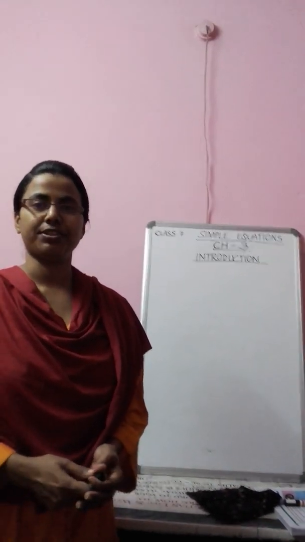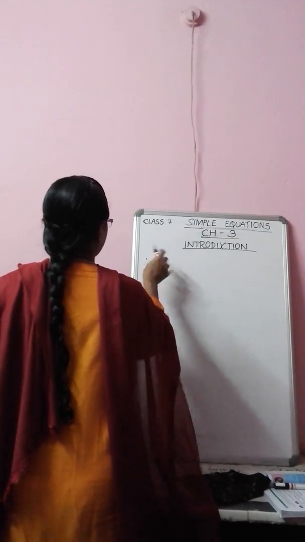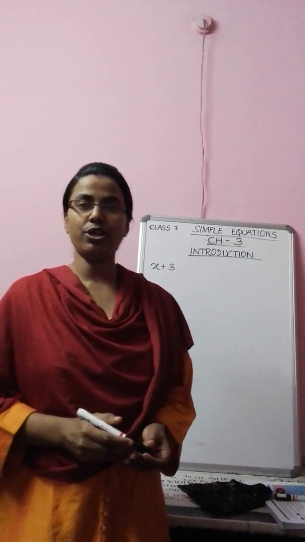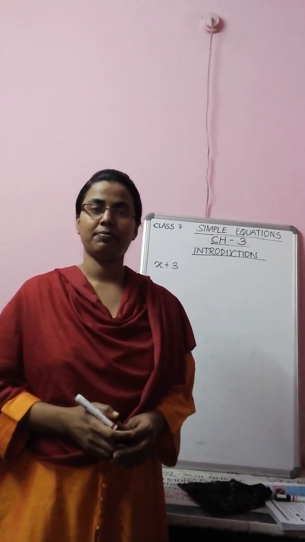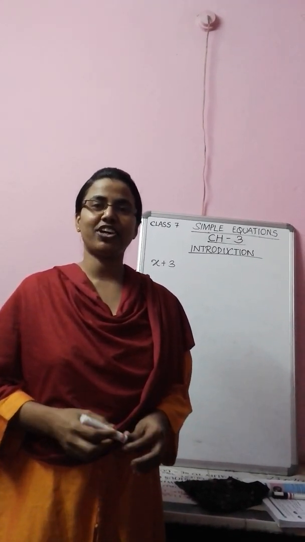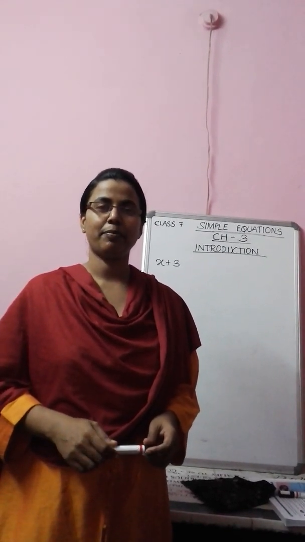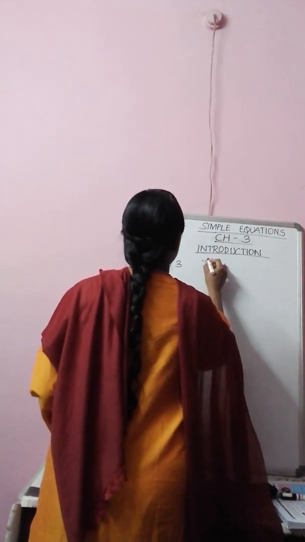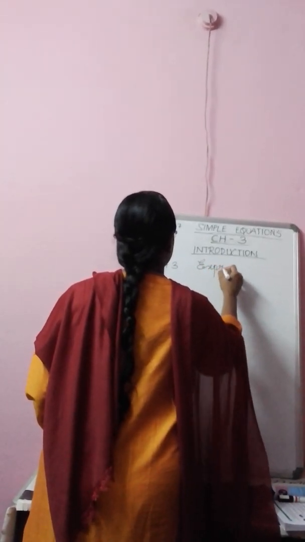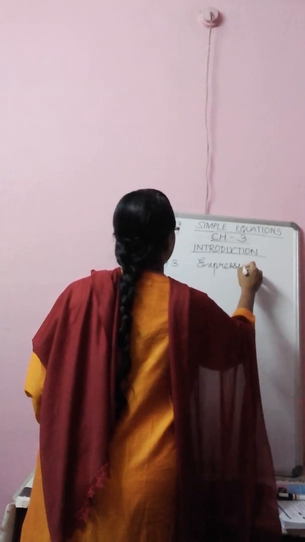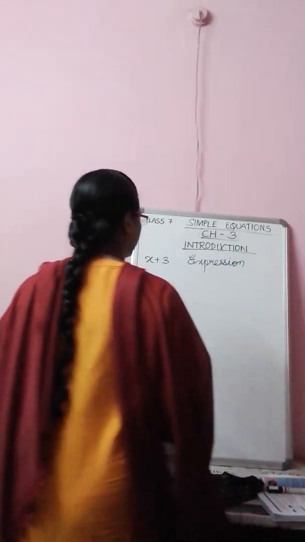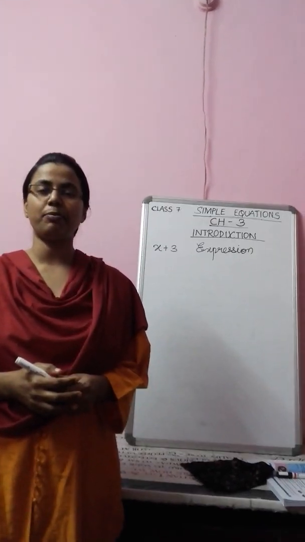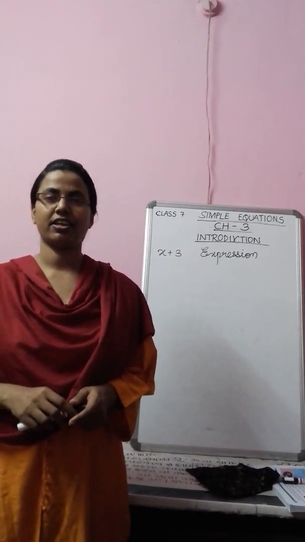Let me ask you a question. x plus 3. What do you call this? Some of you are telling it's an equation, but that's not correct. It is an expression. What is it? Expression. Expression is a combination of a variable and a constant.